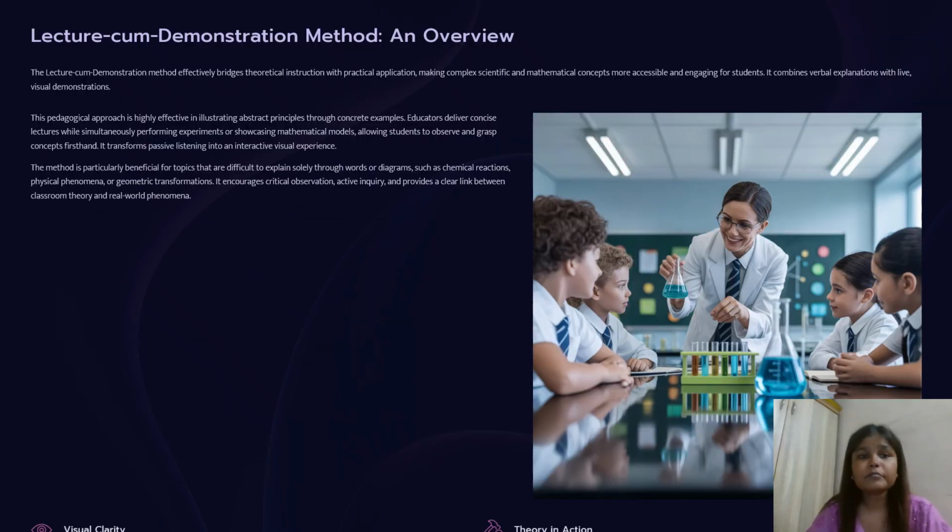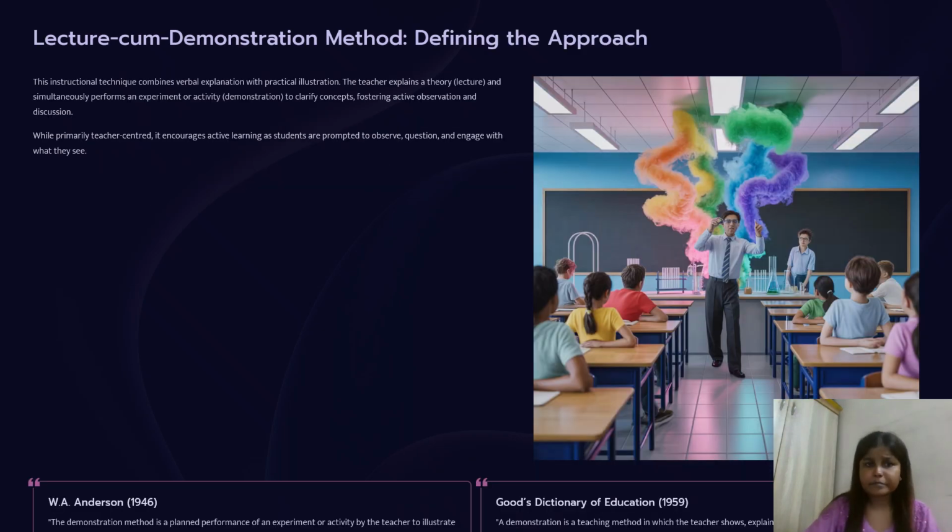We come on to discussing the lecture-cum-demonstration method in detail. So the lecture-cum-demonstration method is a teacher-centered yet highly interactive approach. Here, the teacher first explains a concept through a lecture and then demonstrates it using experiments, models, or visual aids. For example, while explaining the Archimedes principle, the teacher might show a simple experiment by immersing an object into water to demonstrate displacement. So, according to W.A. Anderson in 1946, the demonstration method is a planned performance by the teacher to illustrate a principle or process while students observe and understand through explanation.